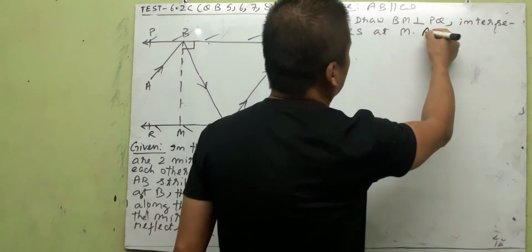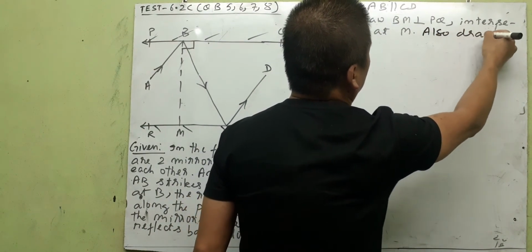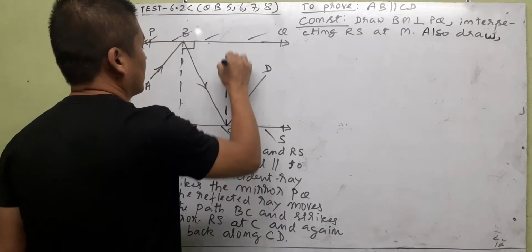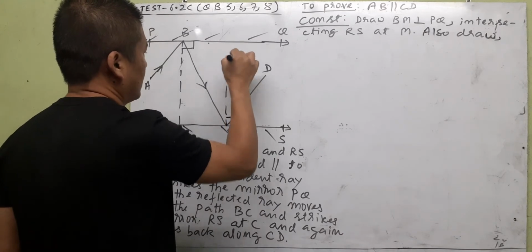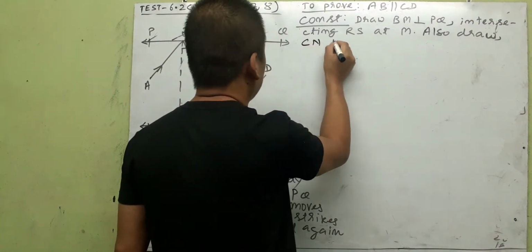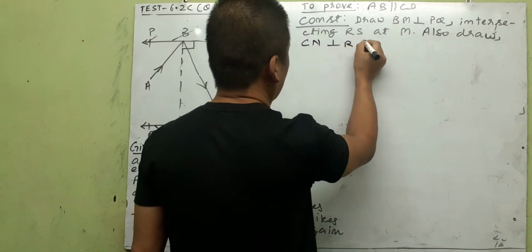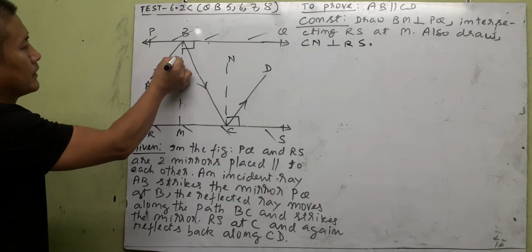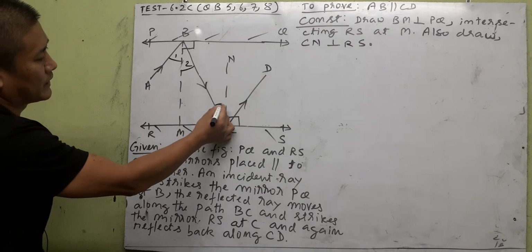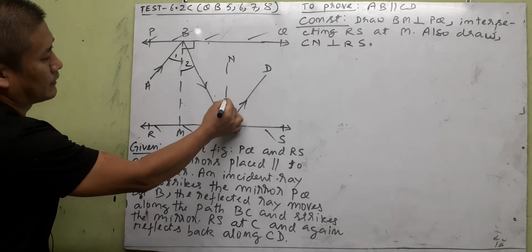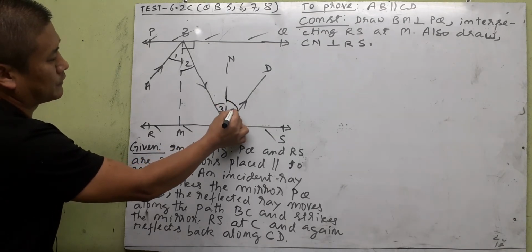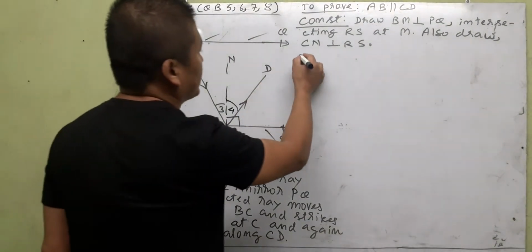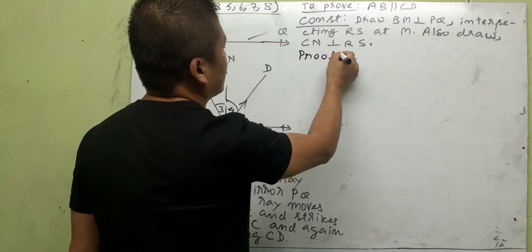Also, let us draw here. Also draw here, CN perpendicular to RS. So perpendicular to RS. Let's mark this one as angle 1, angle 2, to make it easy for us, angle 3, and here angle 4. Okay, next here. And once you're through the construction, let us start the proof, means the answer.